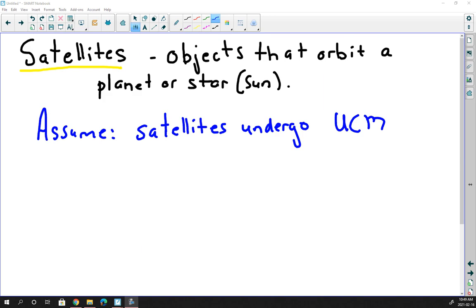Okay, so now we're into the next section, right? Talking about satellites. What's a satellite? Well, it's an object that orbits a planet or star. Now, the satellite usually has a smaller mass than the planet or star that it's orbiting. Like the moon has a much smaller mass than the Earth. The Earth has a much smaller mass than the sun. And of course, all those human-made satellites orbiting our planet Earth are much smaller.